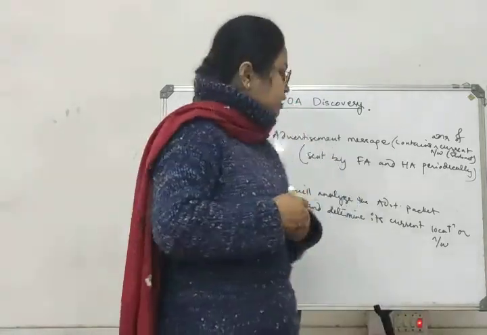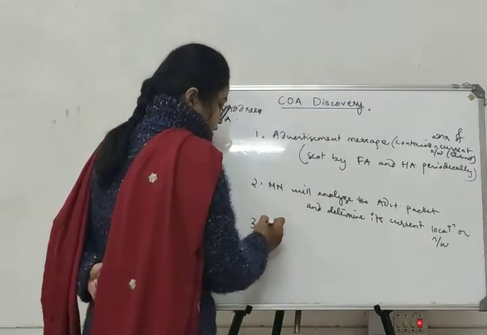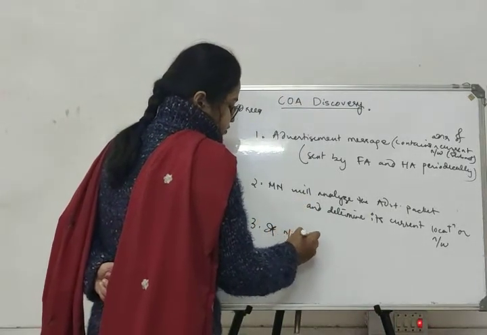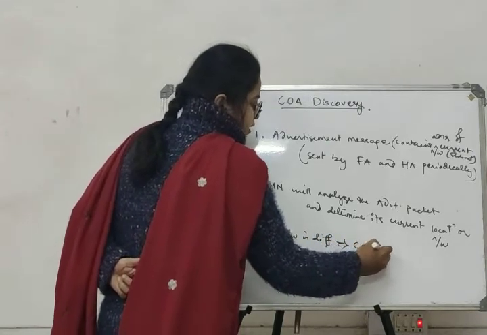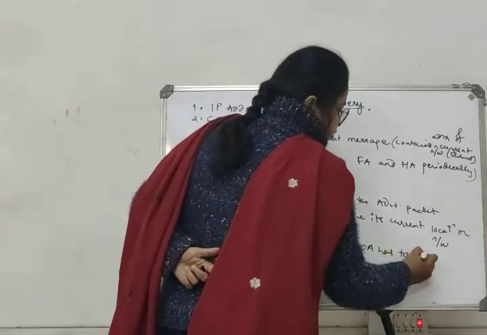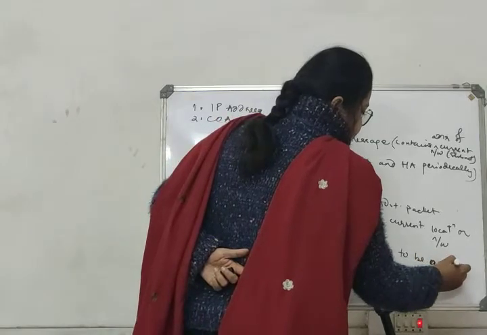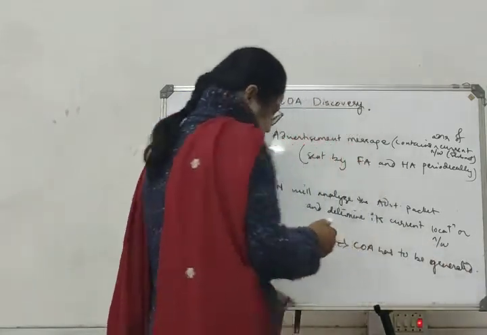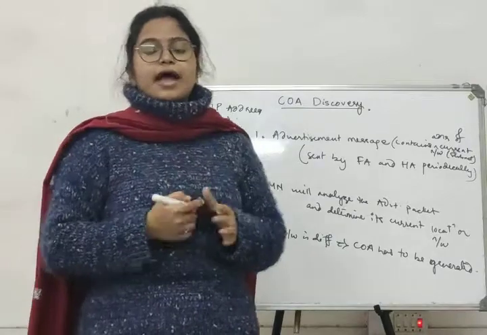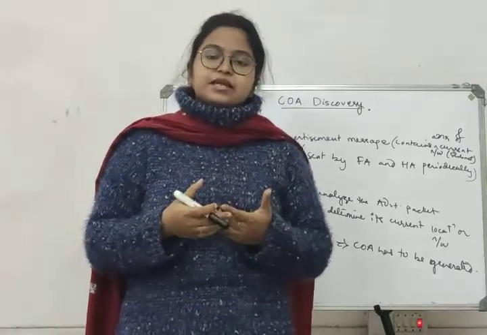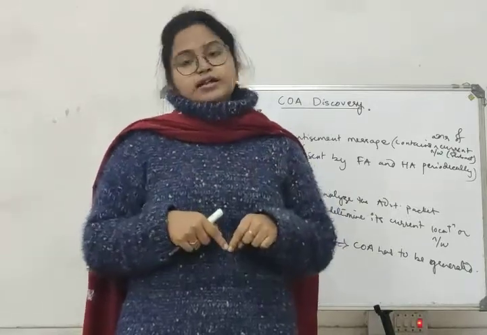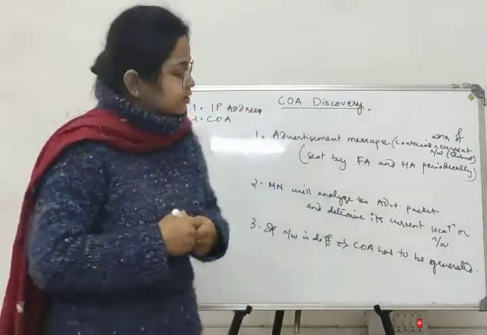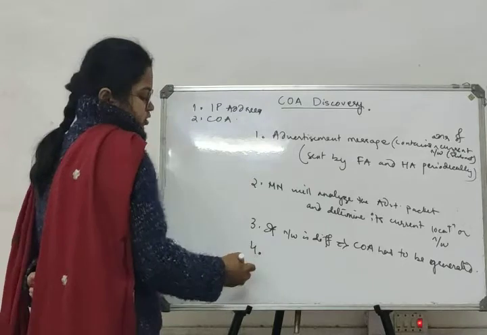So if the network is different, that implies COA has to be generated. So if the MN finds that I am in a different location, the next step is it will generate a care of address, which gives its current address. Now this current address is sent to its home agent.